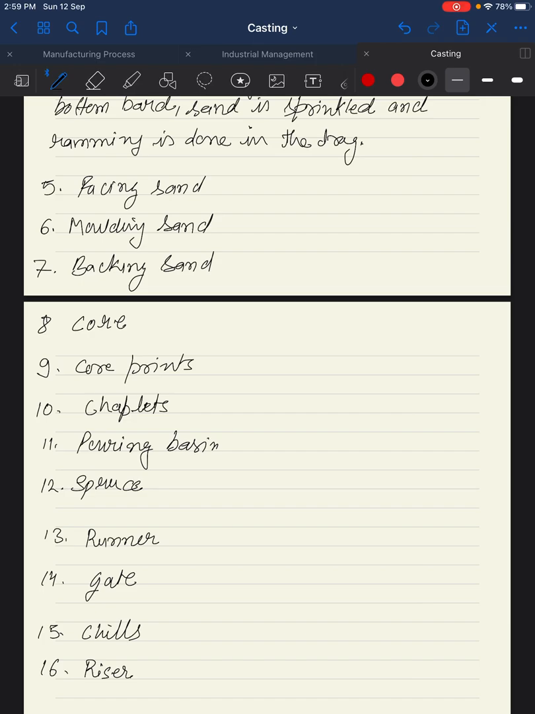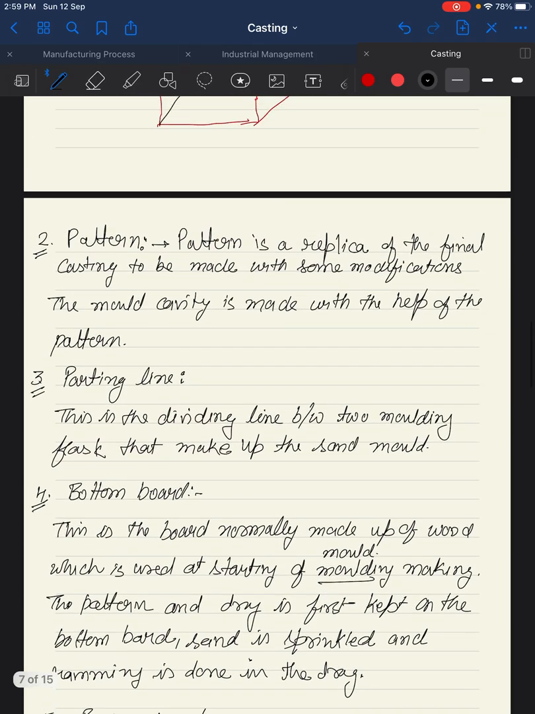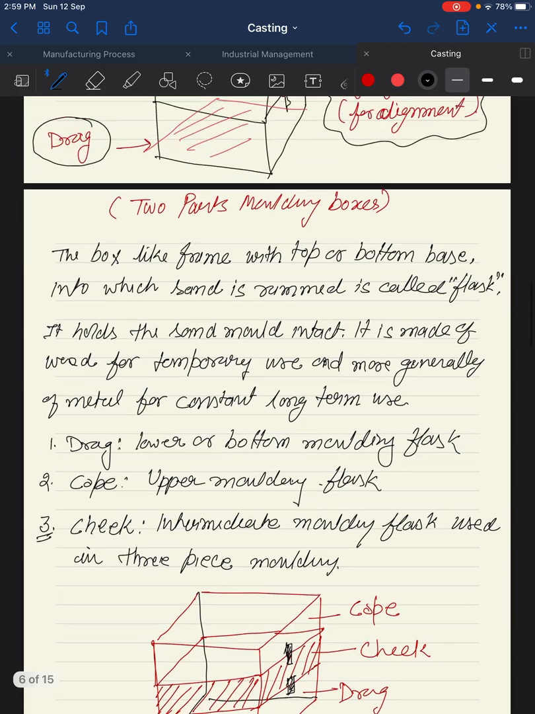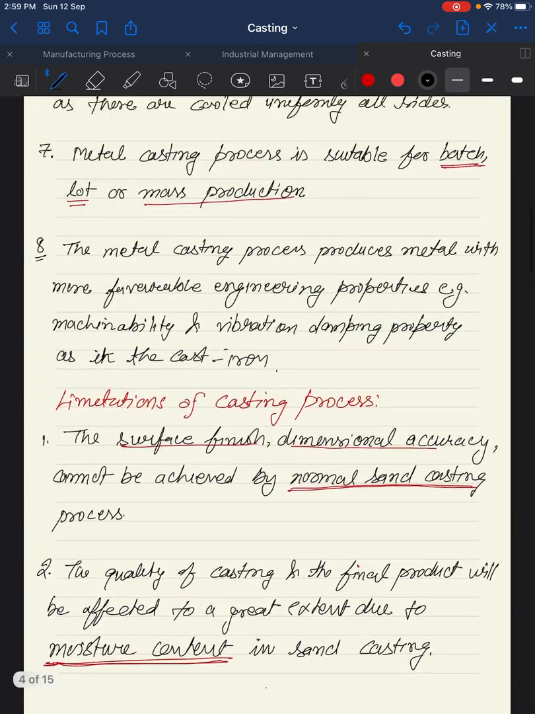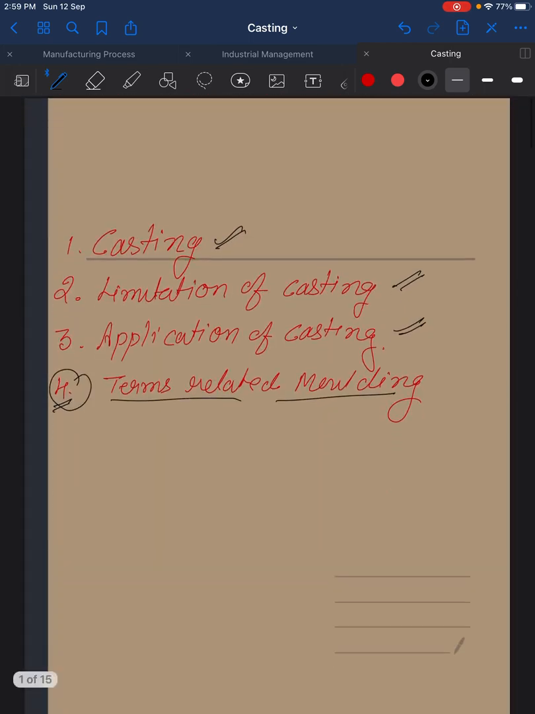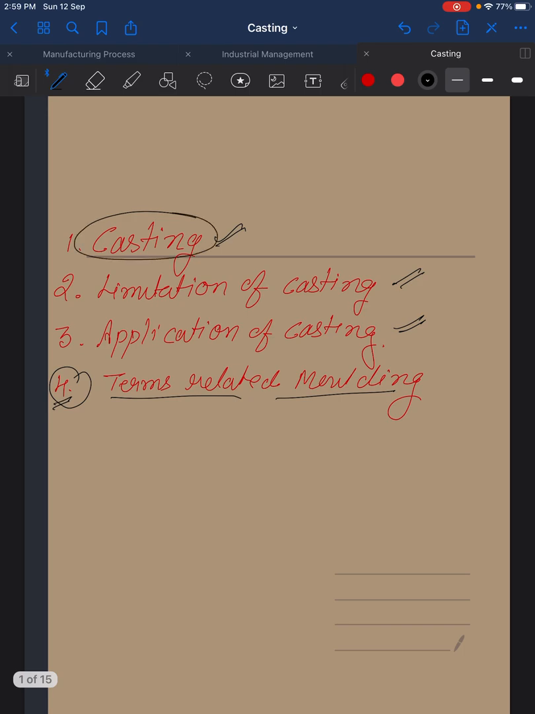so these are the important terms which are used in molding. Okay, so in this lecture we have studied casting, limitation of casting, application of casting, and terms related to molding.